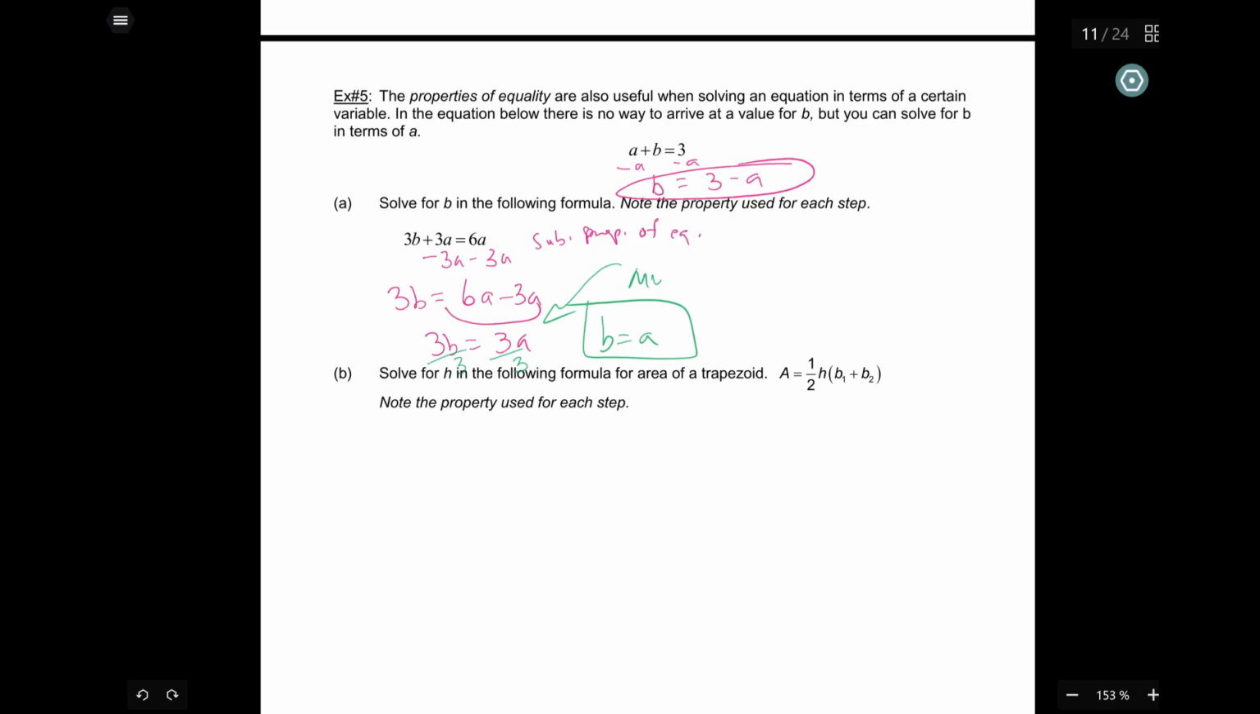So of course this is the division property of equality. It's getting really boring to write. Alright, so b is equal to a.